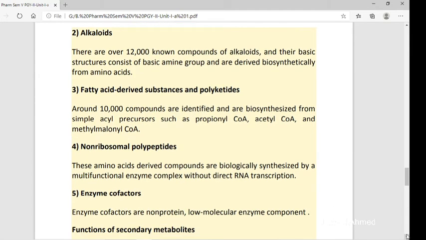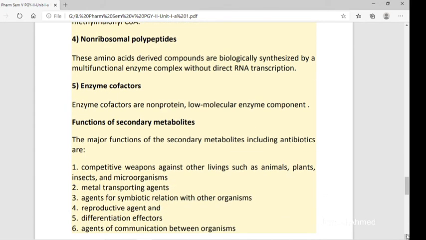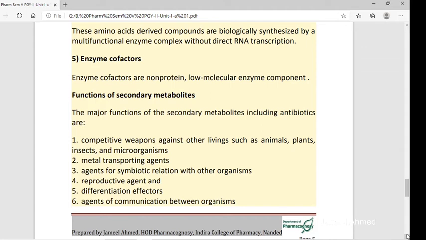Fourth one, non-ribosomal polypeptides. These are amino acid derived compounds and are biologically synthesized by a multifunctional enzyme complex without direct RNA transcription. Non-ribosomal polypeptides are related to nucleic acid synthesis, as you know. Fifth one, the important enzyme cofactors. Enzyme cofactors are non-proteinous in nature. They are low molecular weight enzyme components. They have a very essential role in metabolic pathways.